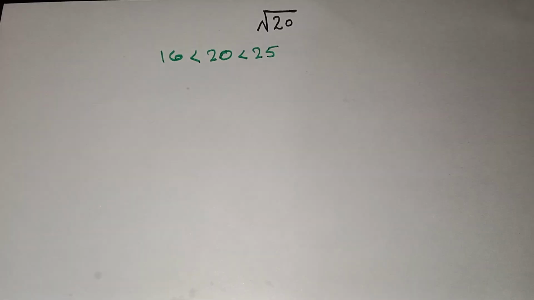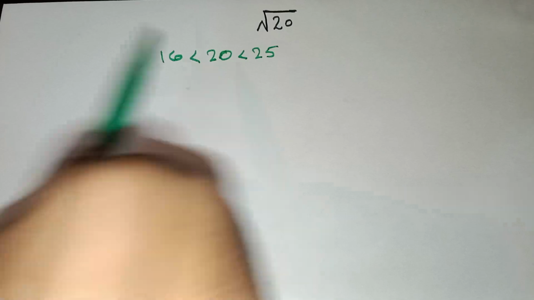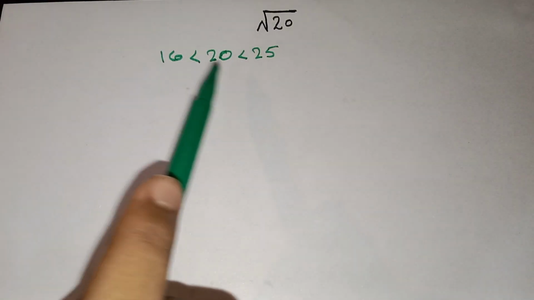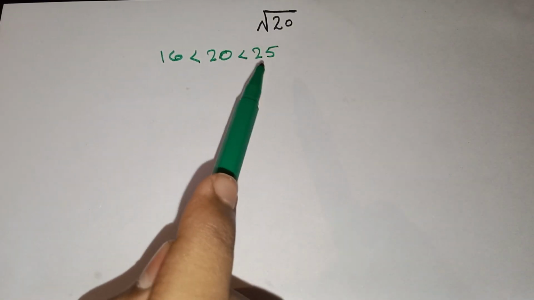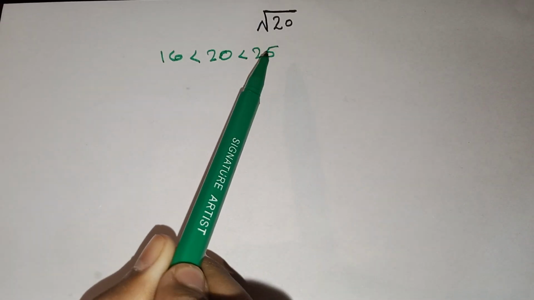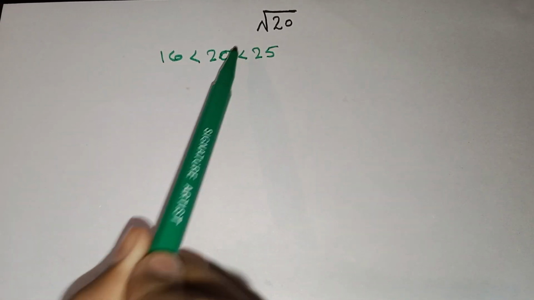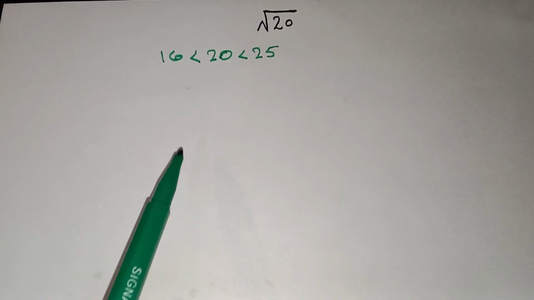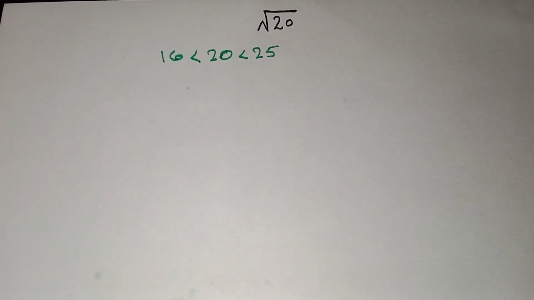This sign means less than or greater than. 16 is less than 20 and 20 is less than 25. This means this is less than and this means that it is greater than. 16 is less than 20 and 20 is less than 25. So this indicates that the square root of 20 is between 4 and 5.